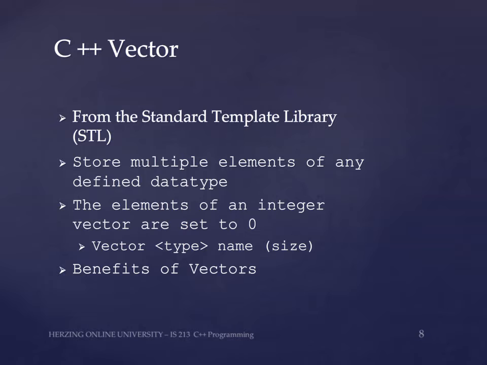Benefits of vectors: they are good when we have an unknown sequence of similar items to store, and we want to access them by their sequence number. They are held in a special library and can be used in a file that has #include <vector>.